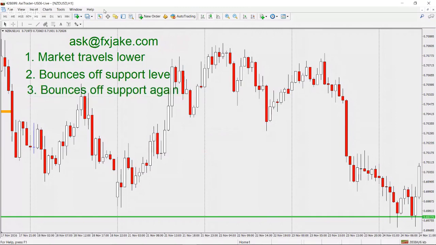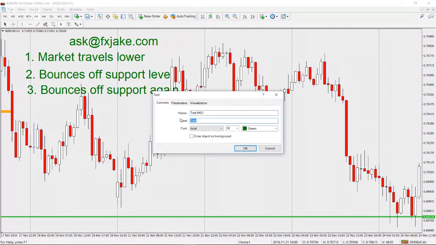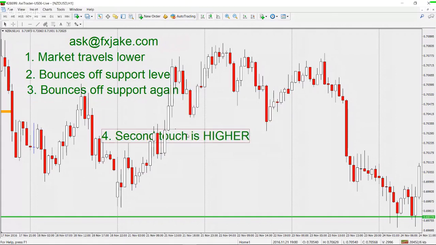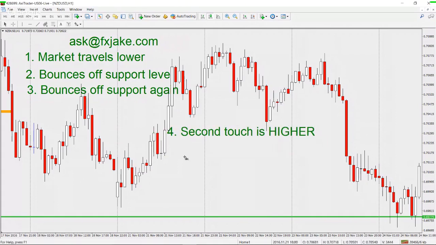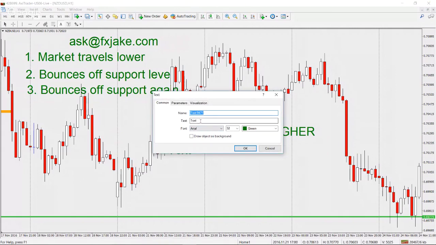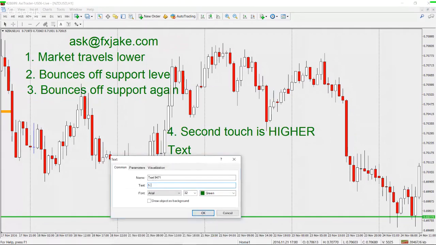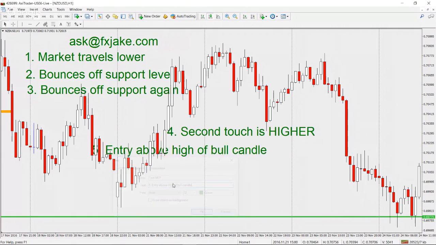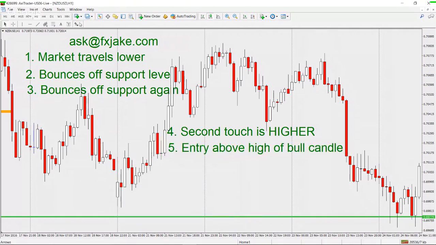Now, here's where we get into the rules of the Whammy, which are different to a lot of the ways that traders will trade these. So the second touch is higher. Now, in this case, it's only higher by half a pip, but it is higher. The entry is off of the first bullish candle, which in this case happens to be this candle. So your entry order above, number are we on, 5? Yeah. Entry above high of bull candle. The bull candle in this case is this candle right here. Boom, right?